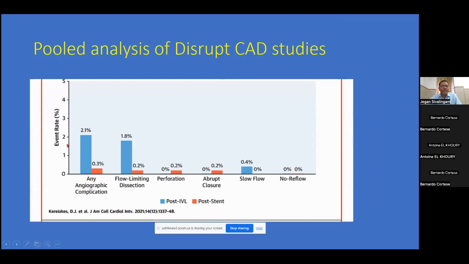So this is the latest pooled analysis of various Disrupt CAD studies. There have been Disrupt CAD 1, 2, 3, and 4 studies. Approximately 672 patients were analyzed in this pooled analysis, and they have given the following outcomes. We can see any angiographic complications like flow limiting dissection, perforation, abrupt closure, everything is less than 0.5%, and no reflow was 0%. It's very interesting.